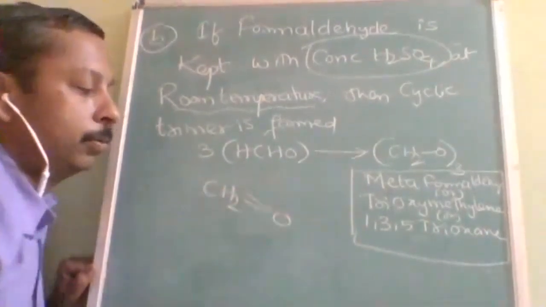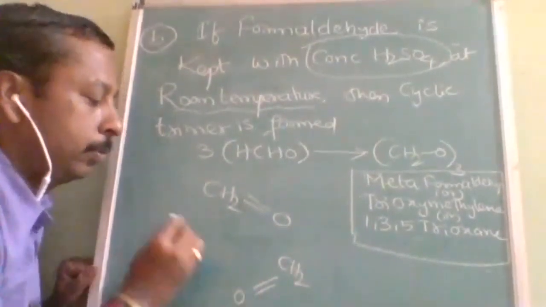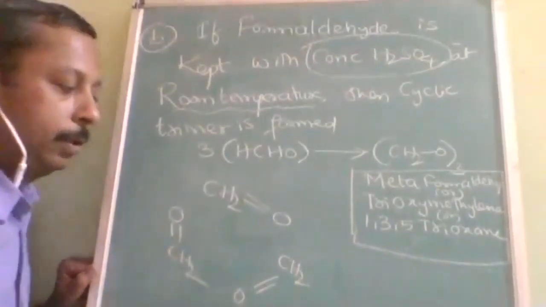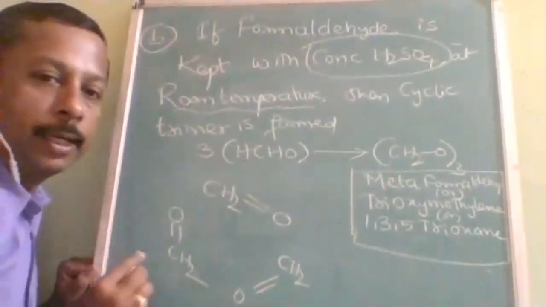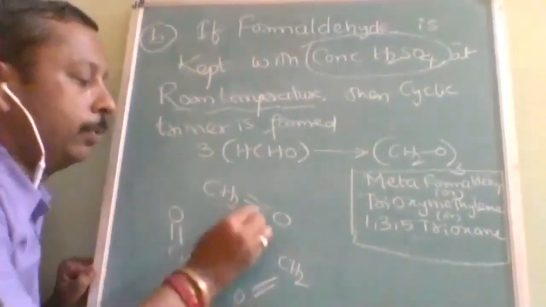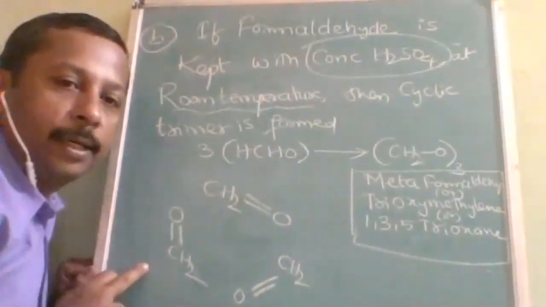CH2 double bond O. Then what will you write? CH2 double bond O, CH2 double bond O. So 3 moles. If you write like this, then it will be easy for you to remember and easy to write the product. And in this condition, what happens?